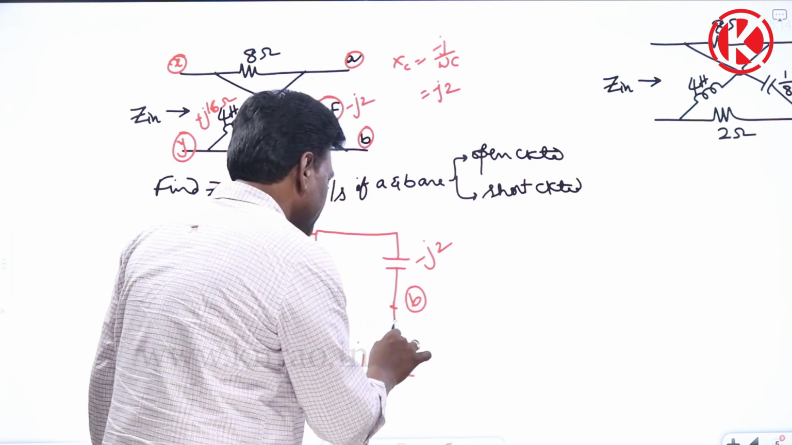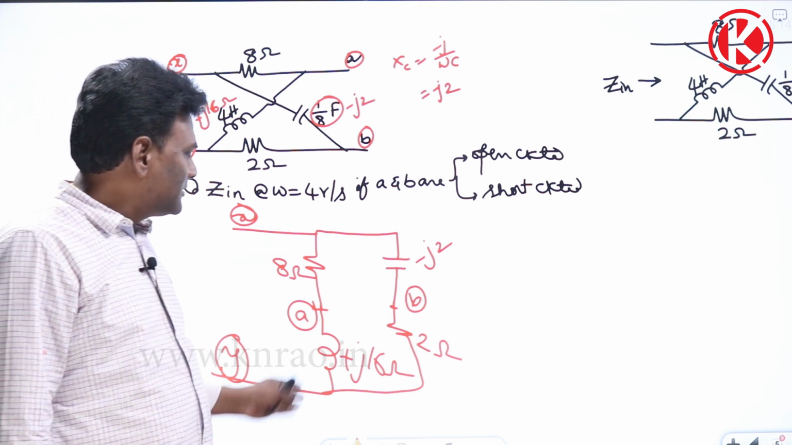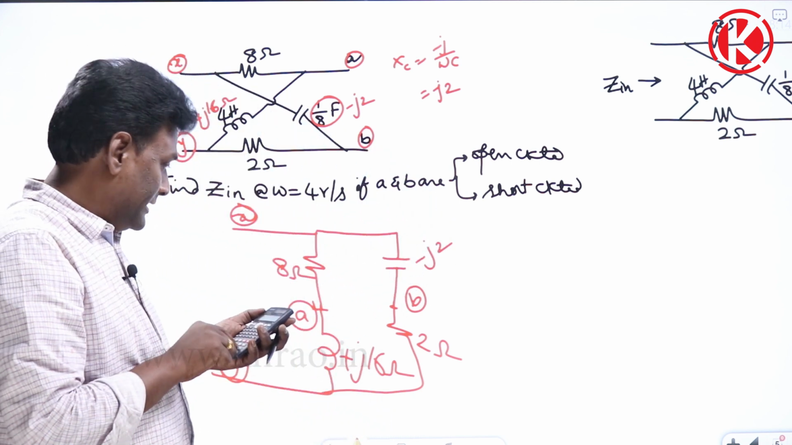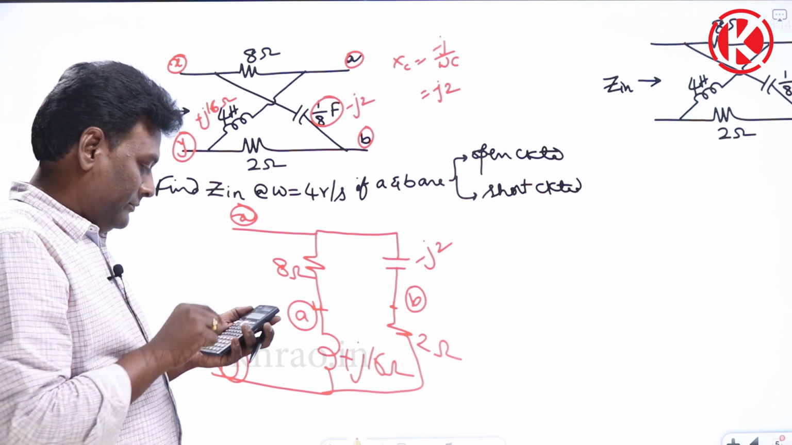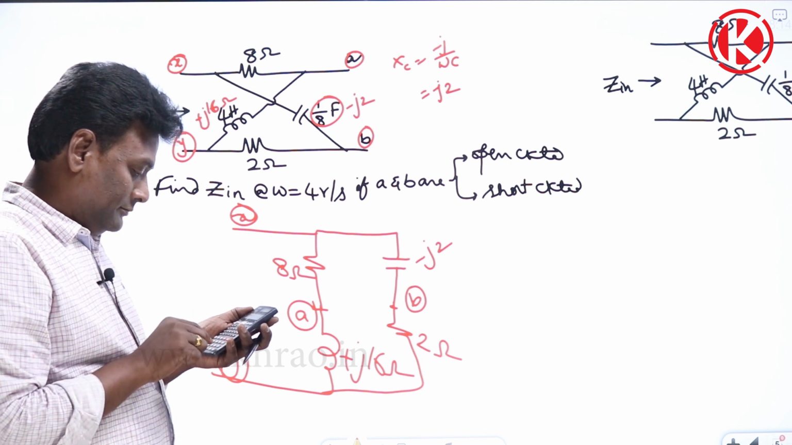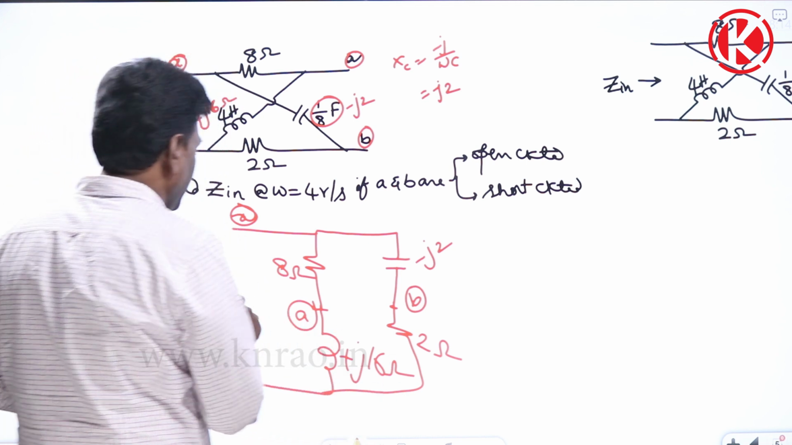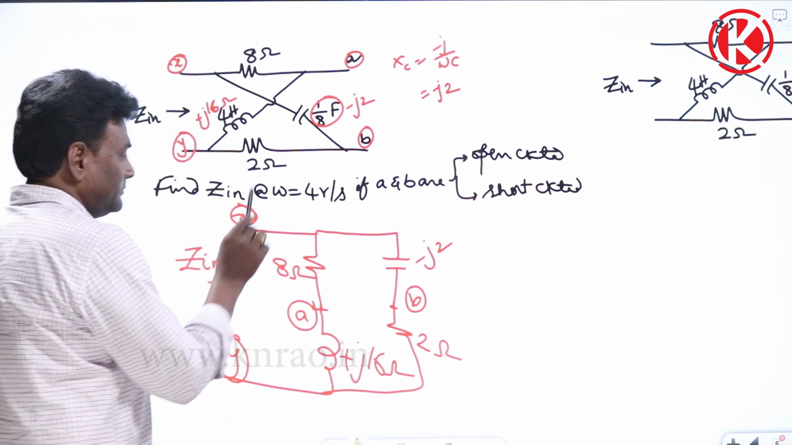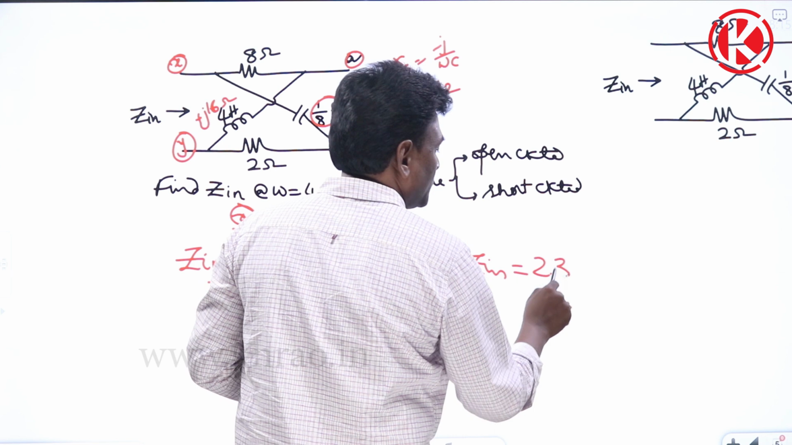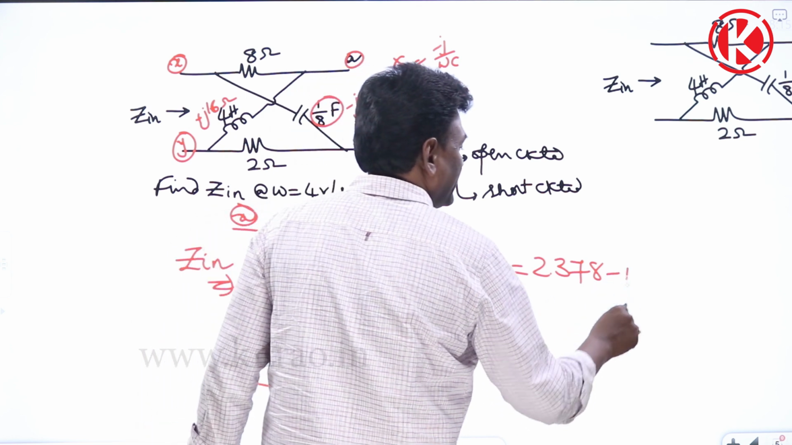So this is going to be 2 ohms. Now you will be able to find out because this is series, both are parallel. So this is going to be 8 plus 16i, inverse plus 2 minus 2i, inverse equal to, total is going to be Zn equal to 2.378 minus j 1.73 ohm.